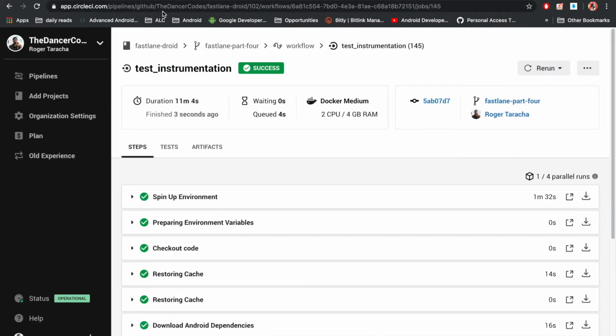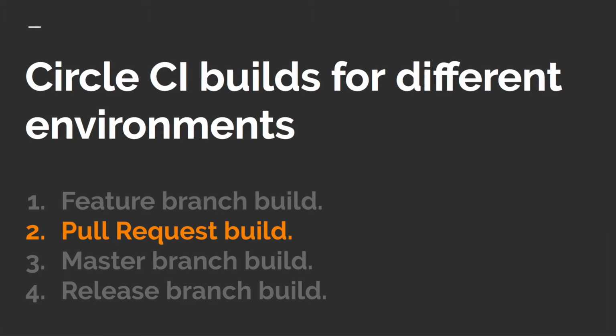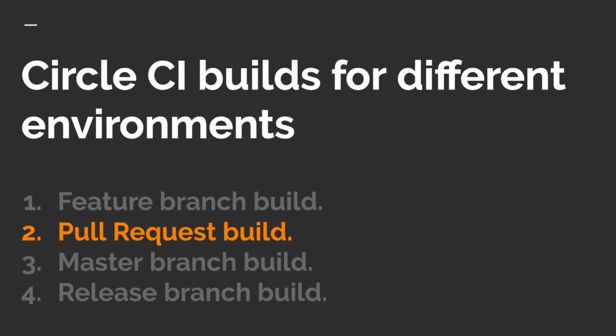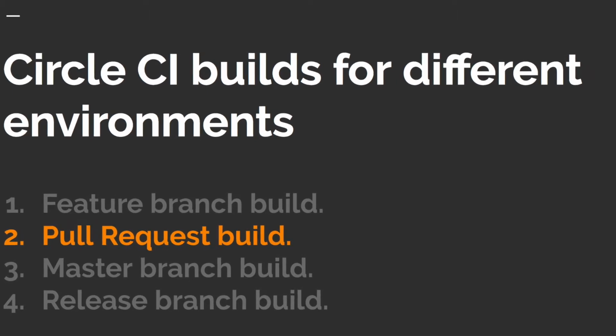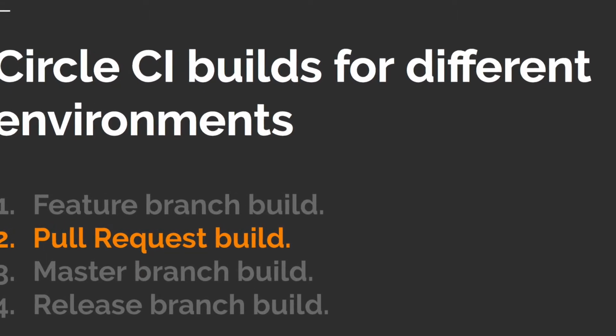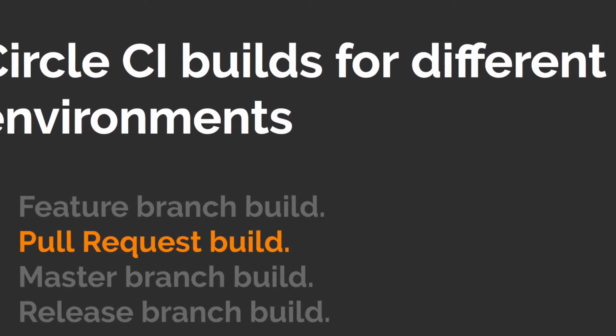All right, so this is good. It means our build is stable and is working as expected. That covers the first part, which was the feature branch build. Next, we'll go to pull request build. So what we're going to do is actually create a pull request and see the build run.